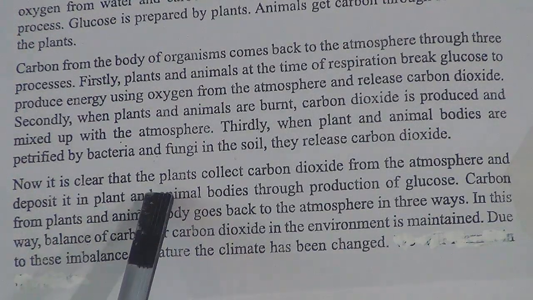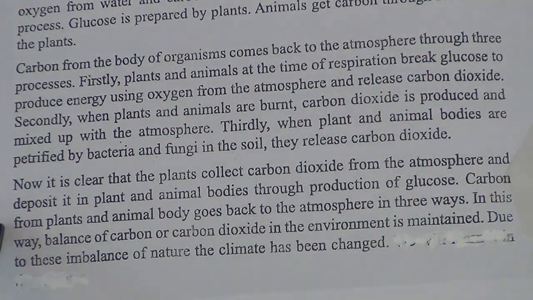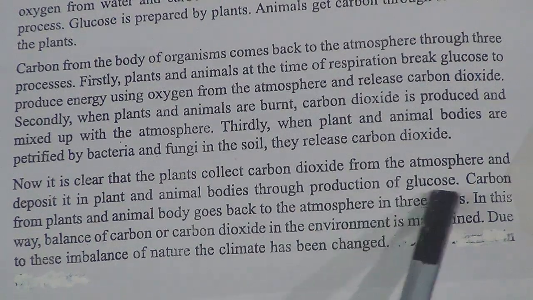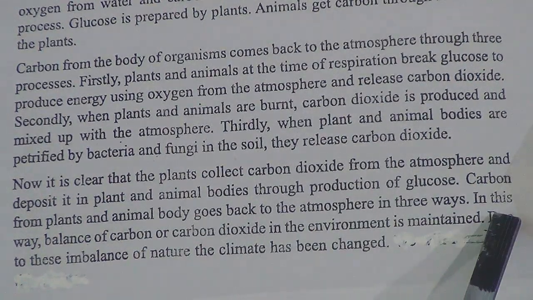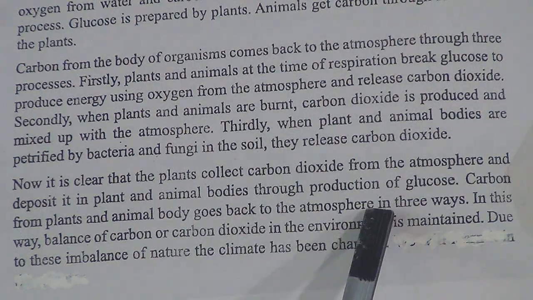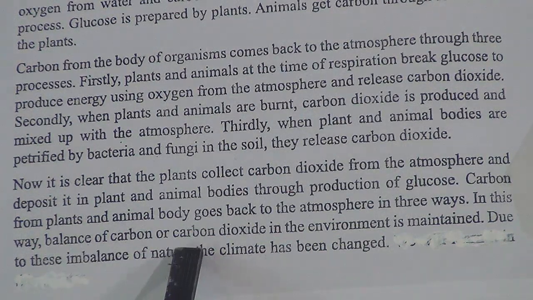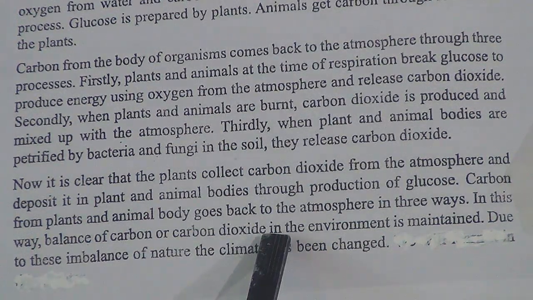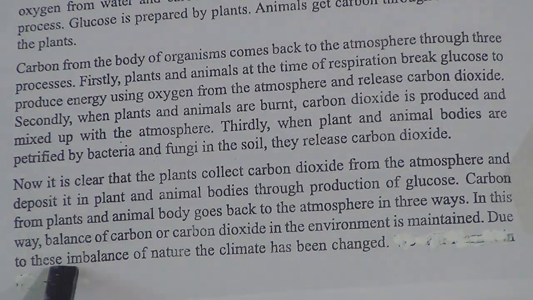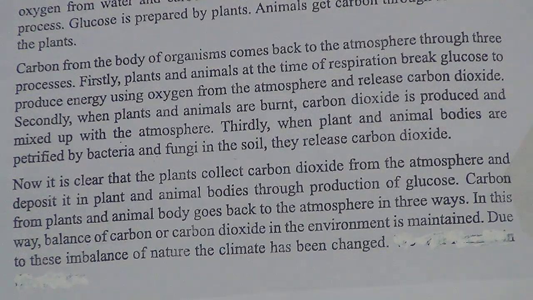Now it is clear that the plants collect carbon dioxide from the atmosphere and deposit it in plant and animal bodies through production of glucose. Carbon from plant and animal bodies goes back to the atmosphere in three ways. In this way, the balance of carbon or carbon dioxide in the environment is maintained. Due to the imbalance of nature, the climate has changed.